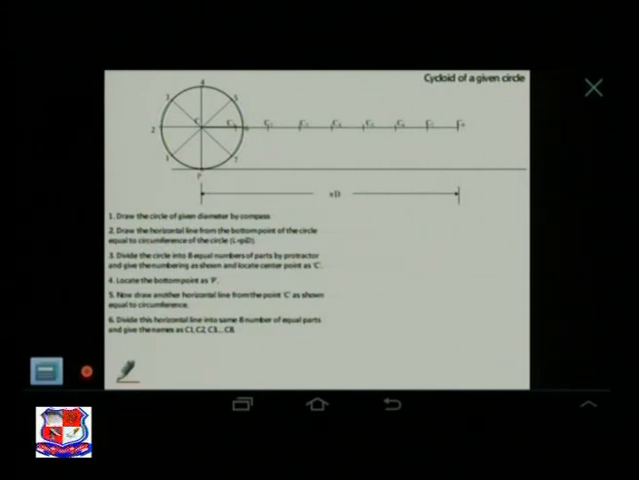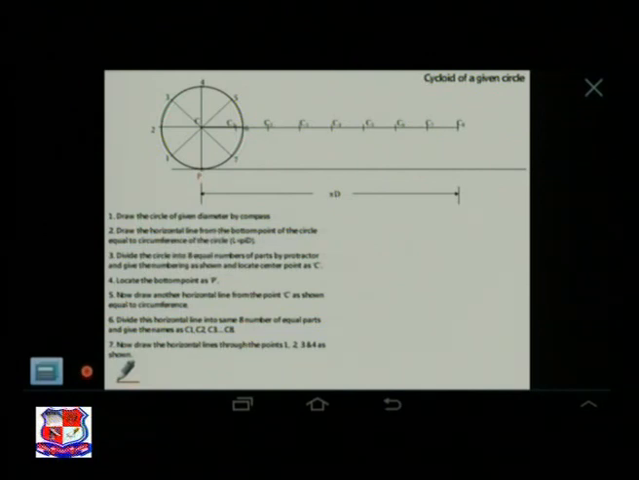So the line can be divided by dividing the distance by 8. I have divided the line into 8 equal parts, and I have given the names C1, C2 up to C8. The next step is we need to draw the horizontal lines from the points 1 to 3 onto the circle.